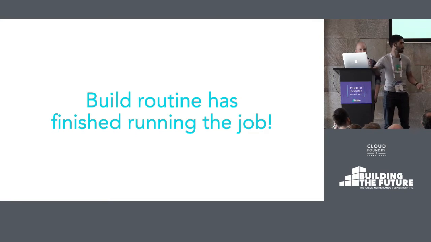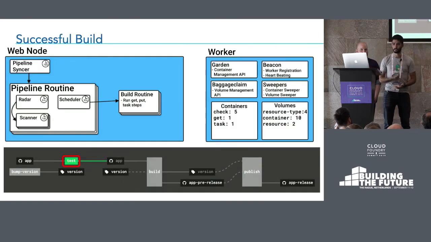And with that, the build routine has finished running the entire job plan. So that's the entire job. Now, if your job was successful, then of course the pipeline will continue running. This process of the scheduler checking what needs to be run and creating build routines simply continues and keeps going over and over again as your entire pipeline runs.